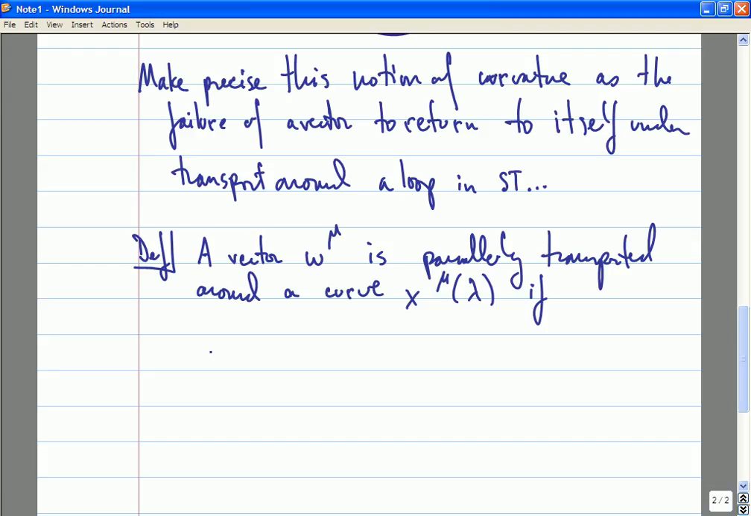Let's define the tangent vector to the world line to be the derivative of x with respect to λ. Let's call that v^μ. And then we will say that this vector is parallelly transported if v^μ ∇_μ w^ν is equal to 0. So why is this a correct notion of parallel transport? Well, what do we mean when we say that a vector is being transported along the curve? What we really want to say is that the vector doesn't change as we move along this path through spacetime. So in words, the derivative of the vector with respect to λ, which is the parameter that labels different points along this world line, is equal to 0.